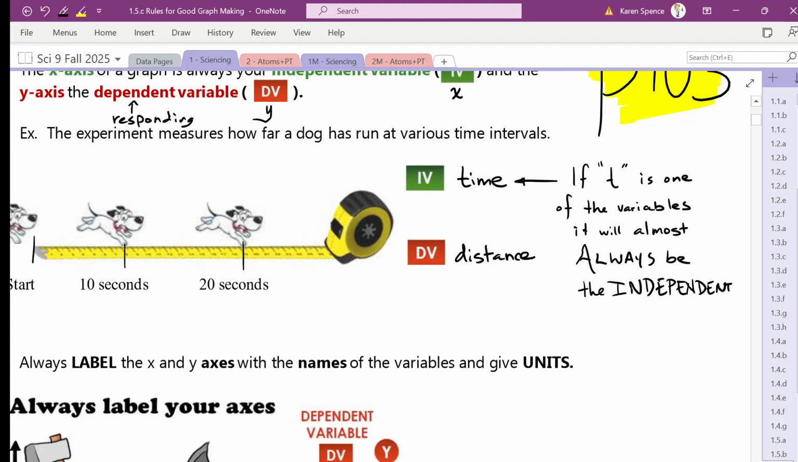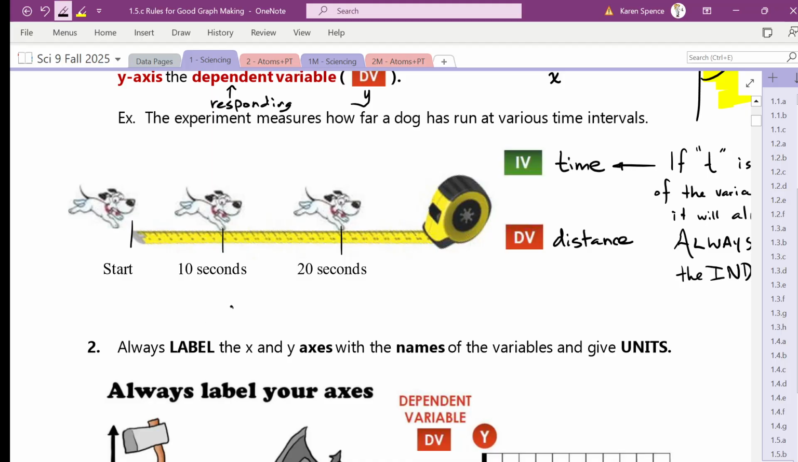Now, the plural of axis is axes. You don't have to write this part down. Axes is plural. So in science class, and probably in math class as well, you'll always be told to label your axes.